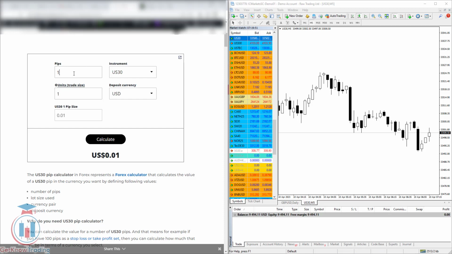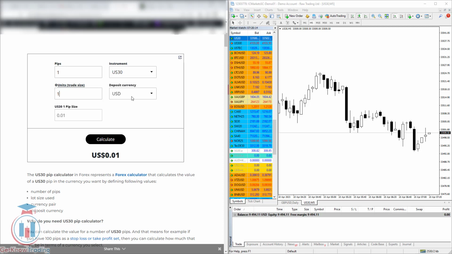First of all, on the left side you put the number of pips. For example, if you have defined 1 pip as a target, as a stop loss or profit target, then you use the instrument, then you use the units. That means the number of units in the contract size, and then you use a deposit currency. In my case it is US dollar, but you can use any other which you have in your trading platform. And then you need to define what 1 pip size is, so the calculator can calculate the correct value of a pip in the currency that you define.